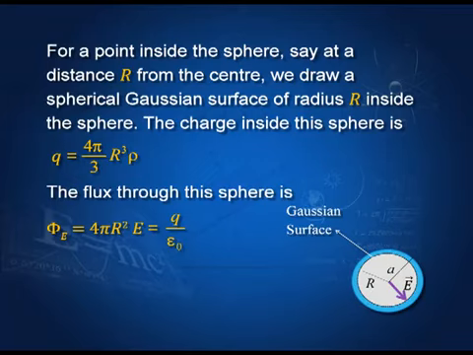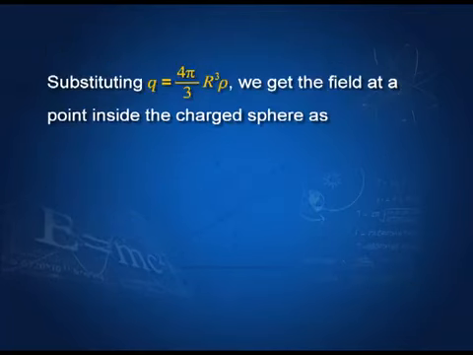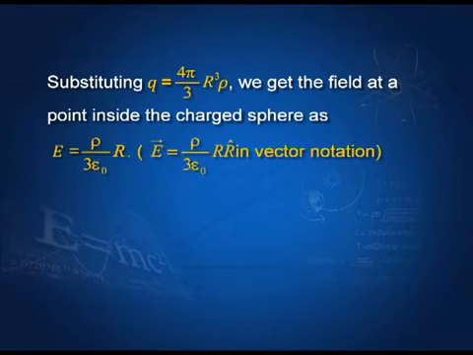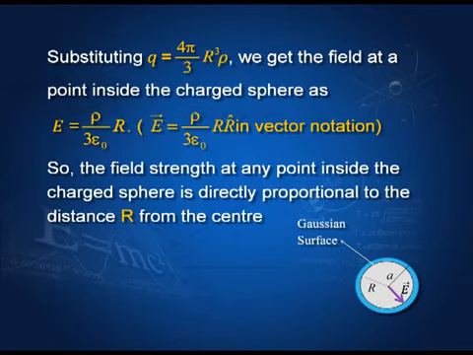If E is the field inside, it must be radial to the spherical surface, and therefore the flux is 4 pi r squared times E, and this must be equal to q by epsilon 0 by Gauss theorem. Substituting the value of q, we get E equal to rho by 3 epsilon 0 times r. So, the field strength at any point inside the charged sphere is directly proportional to the distance r from the center. It is 0 at the center and goes on increasing with r.